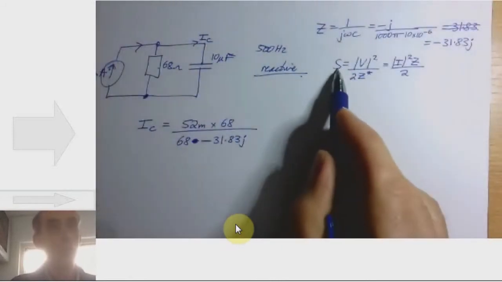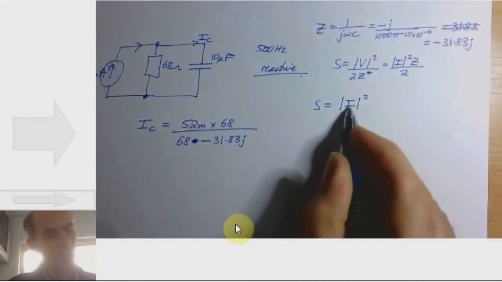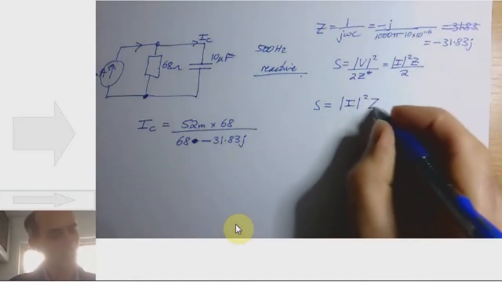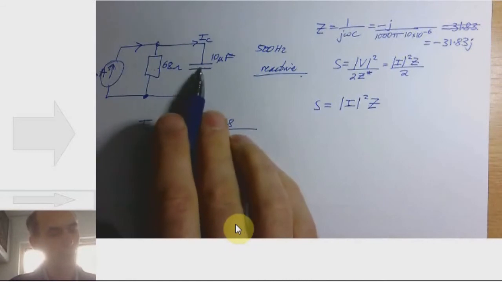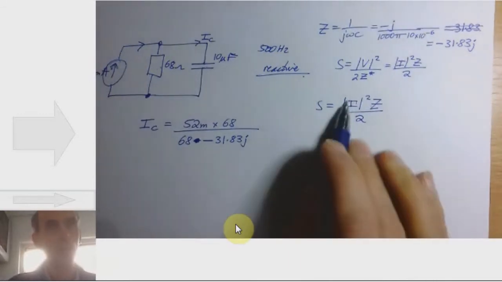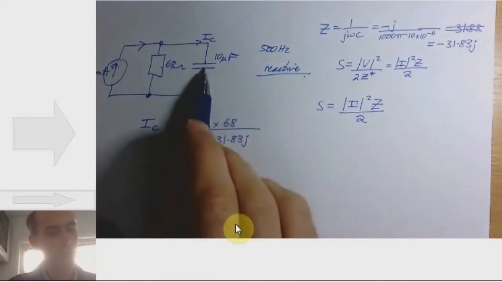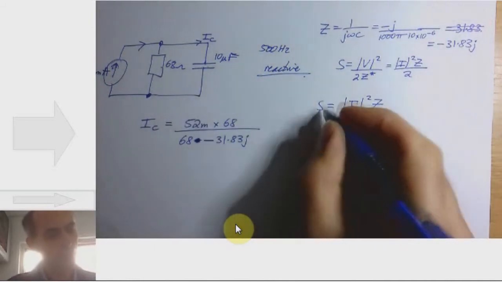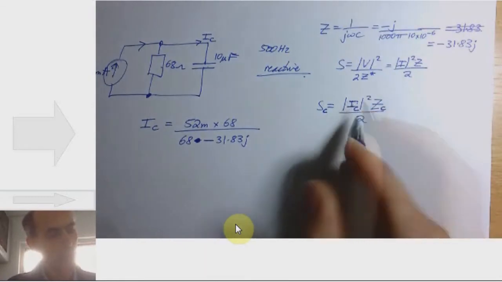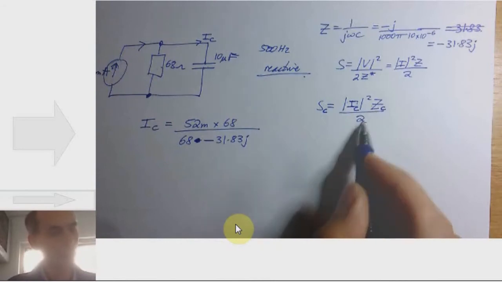Now you'll notice that the formula for the power is the amplitude of the current. Don't care about the phase, just the amplitude of the current squared times the complex conjugate of the complex impedance of the component here divided by 2. So I want to know for the power associated with this capacitor, the complex power being dissipated in this capacitor, I'll call that SC, is the current through the capacitor, just the magnitude of that current squared, times the complex impedance of the capacitor divided by 2.